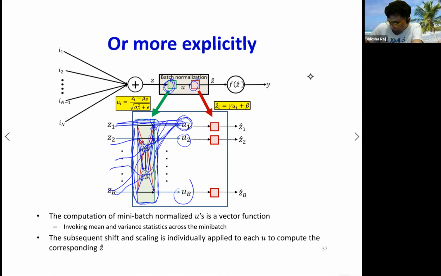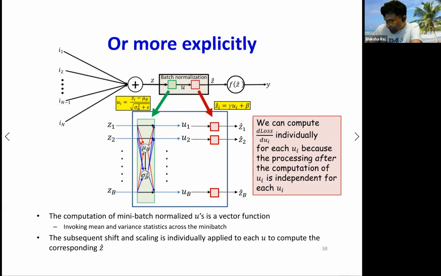But once you compute the centered value, thereafter, z hat is simply going to be gamma u plus beta, right? So the shifting and scaling operation is performed independently on each of these u's. And so when you zoom in on batch norm, there's a combination of a vector operation and a scalar operation. So what this means is that we can compute the derivative of the mini batch with respect to each of the ui's individually during the backward pass. But when we compute the derivatives for the zi's, we have to consider the entire mini batch. So let's see first how we would compute the derivative with respect to the u's.